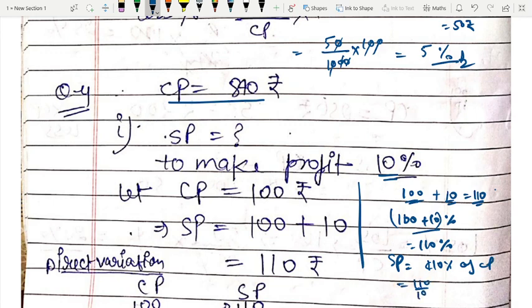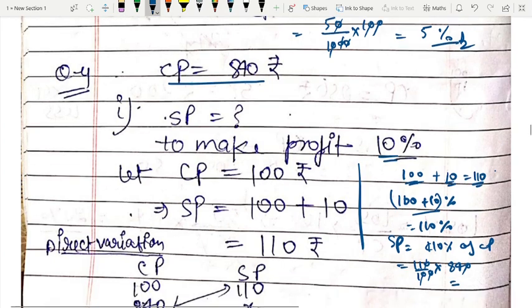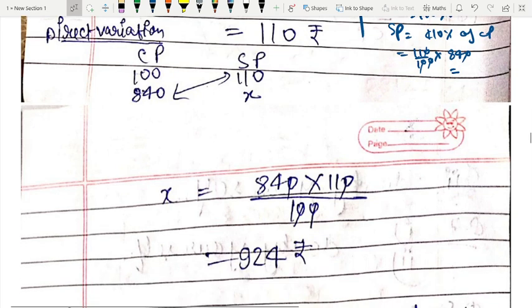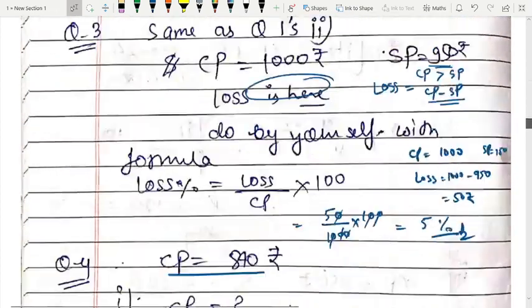110 upon 100 multiply by the cost price, which is 840. The zeros cancel out and you will get the answer: 924 rupees. Now let's see the unitary method. By the unitary method we will do this question.